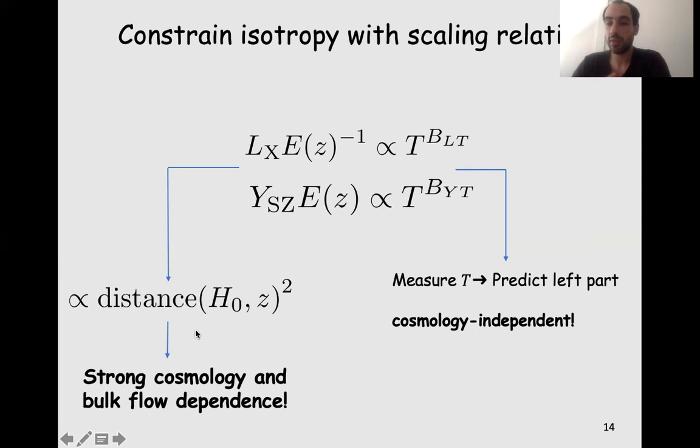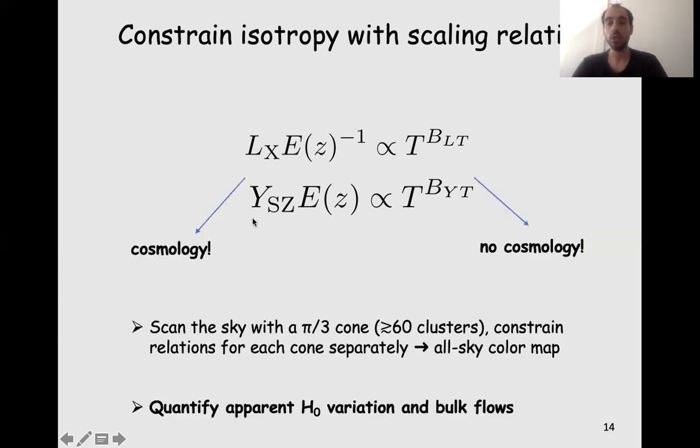So we play around with the values of H0 or bulk flows in order to make the left part of the equation match the right part of the equation. Doing so for different sky directions, we can obtain H0 constraints for different sky patches, and then we can simply compare these H0 values and see if H0 seems to be isotropic or not.